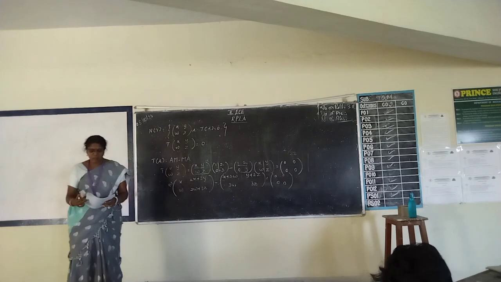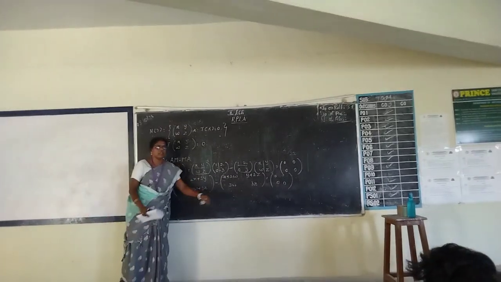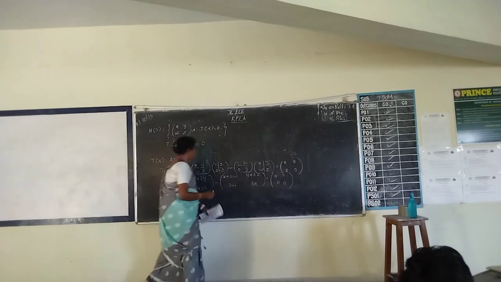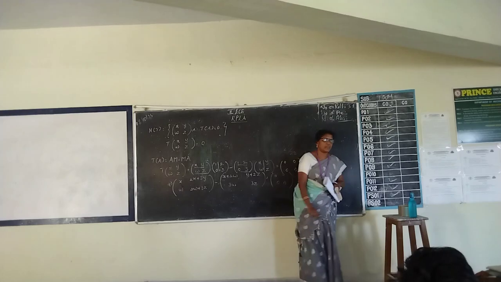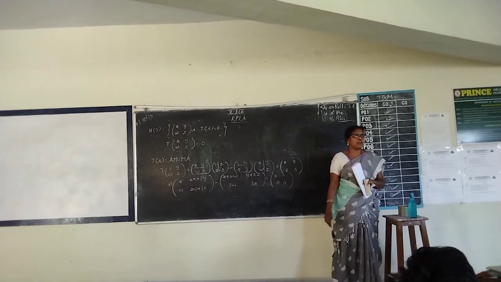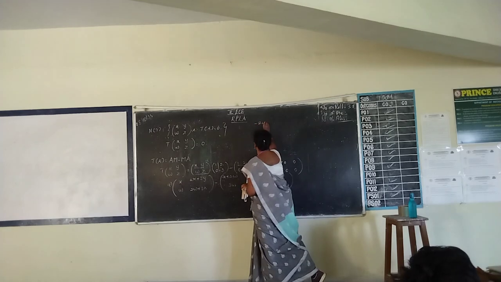So what is the next step you will do now? This is matrix subtraction. Do the subtraction. So what will you get? First element with first element. What happened? Minus 2w plus 2w, minus 2w. So it will be minus 2w.